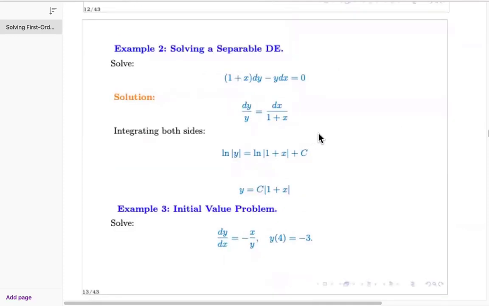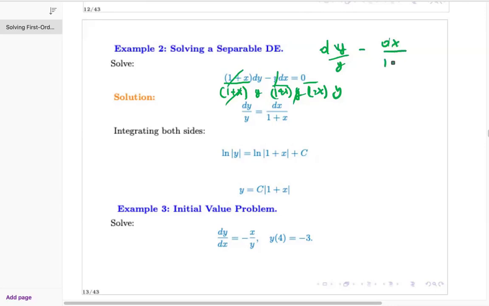Another example where we can use the method of separable variables: we are given the equation. We can separate the term involving y on one side and the term involving x on the other side by dividing each term by 1 plus x and y. Here we can eliminate y. Then we get dy over y minus dx over 1 plus x equals 0. Then dy over y equals dx over 1 plus x. This term involves only y and this term involves only x. Then we can integrate each term directly.